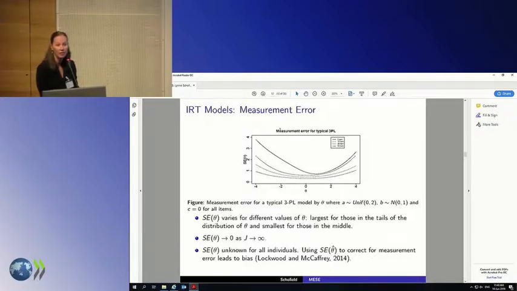Where this is going to be particularly problematic is in cases when the number of items on your test or your survey is small. And so how small is too small? How big is too big? It's a universal question we all have, right?